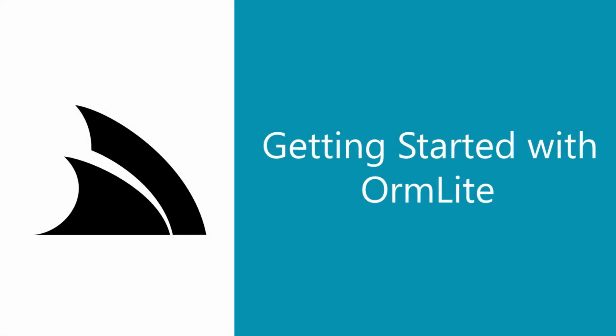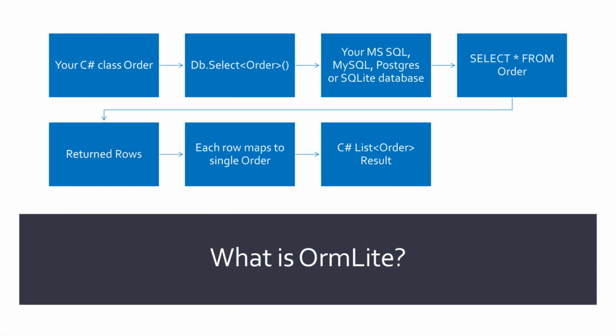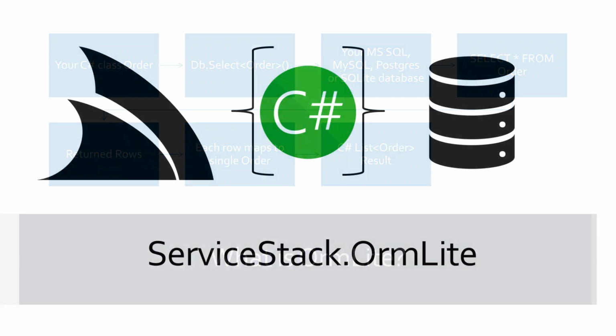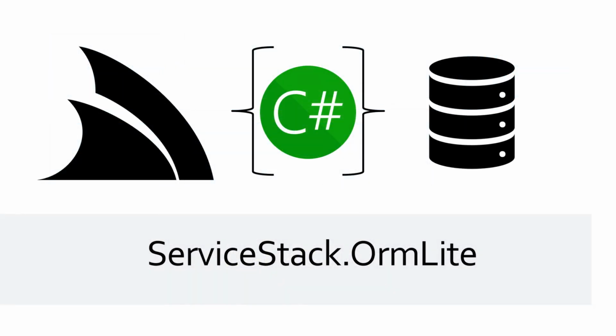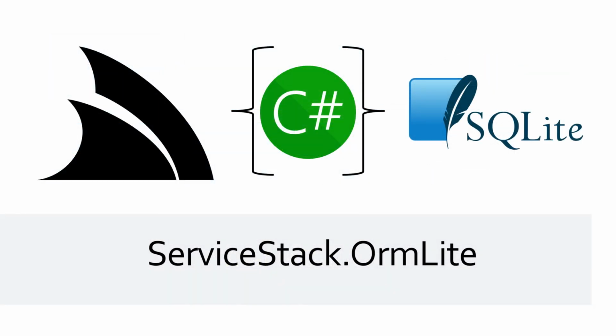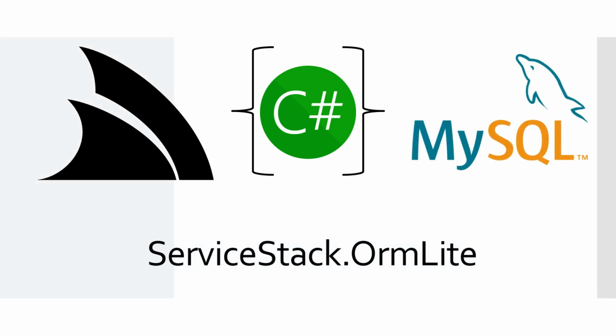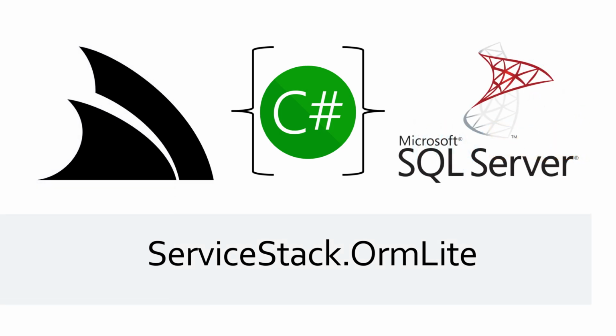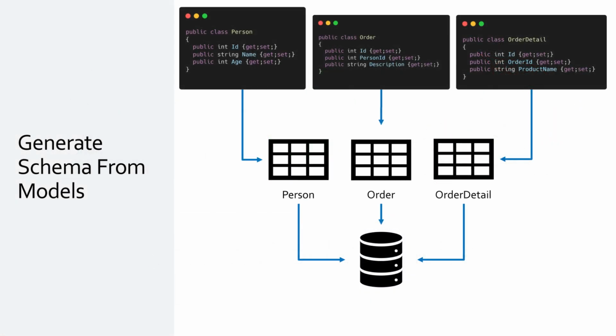So, what exactly is OrmLite? OrmLite is a lightweight object relational mapper. That is, it's a library that helps you integrate with a relational database like SQLite, Postgres, MySQL, and Microsoft SQL Server. It embraces a code-first model, enabling you to define your data structures in your code as classes and have your database tables generated from those models.